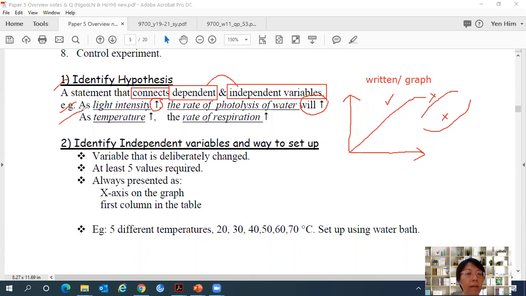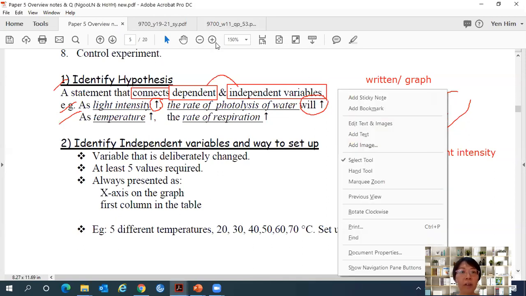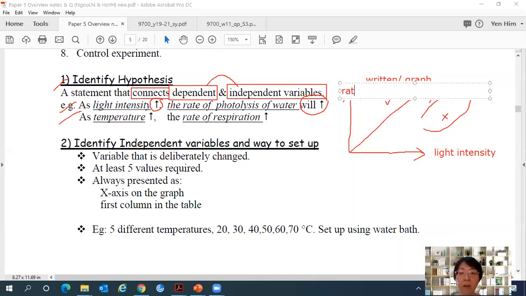Now let's look at the second example. As temperature increases, the rate of respiration increases. All right, so I must remember to write. So for this one, as temperature increases, oh no, this cannot be temperature. So this one is light intensity, and this one is the rate of photolysis of water. So remember, you have to write the full sentence that is already here.